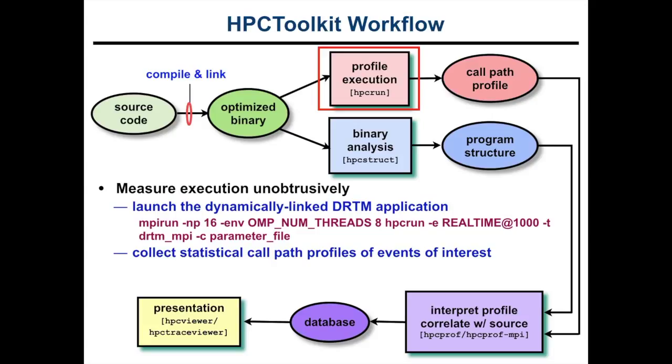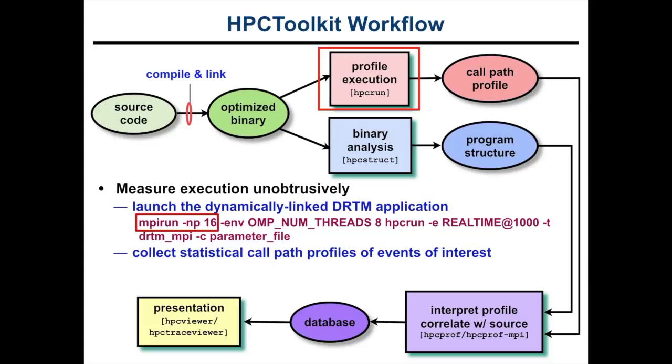HPC Toolkit provides a utility called HPC Run to collect performance data. Measurement of execution characteristics using HPC Run is unobtrusive. It has very low overhead and hence keeps execution behavior of the program intact. HPC Run can be used with DRTM as follows.